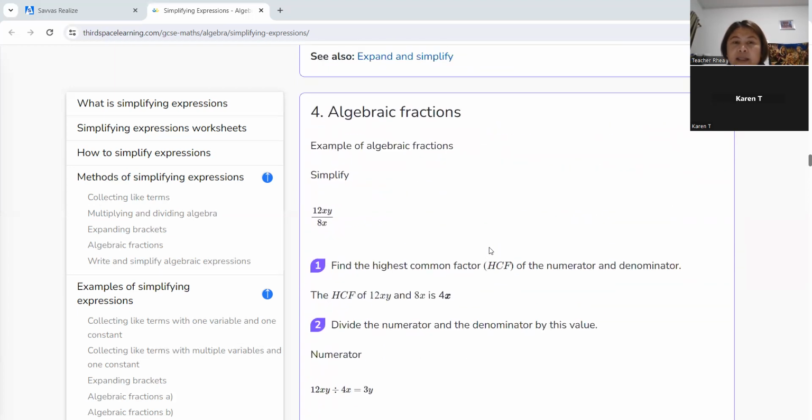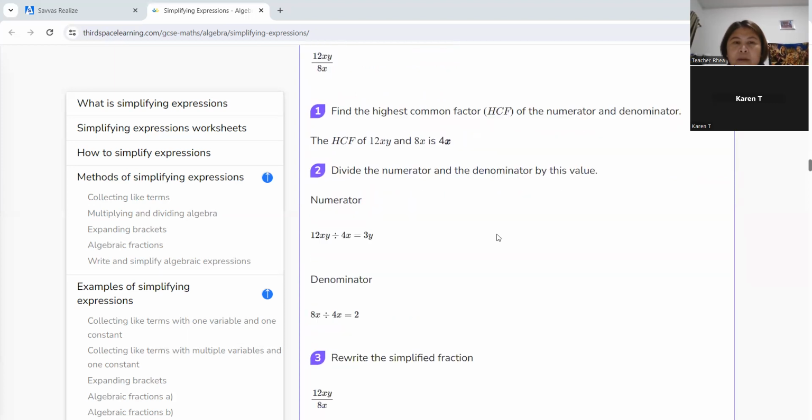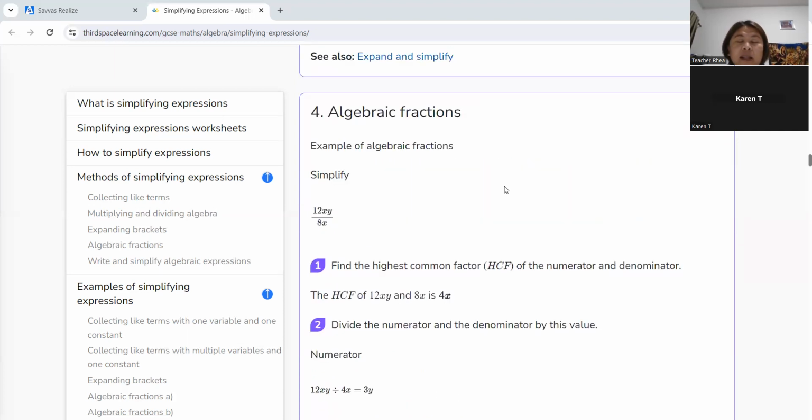Next is algebraic fractions. Algebraic fractions is the same as division, dividing algebra.